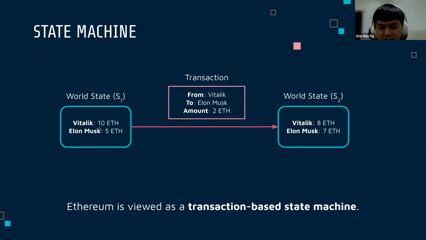Let's say in this state, in this database, it says that Vitalik has 10 ETH and Elon Musk has 5 ETH. So you will send a transaction such that the sender is Vitalik, the recipient is Elon Musk, and the amount is 2 ETH. After this transaction is successful, you will have a latest version of the world state that states that Vitalik now has 8 ETH and Elon Musk now has 7 ETH, right?